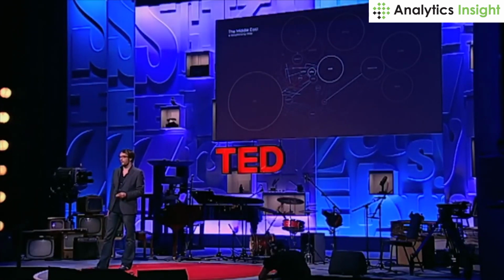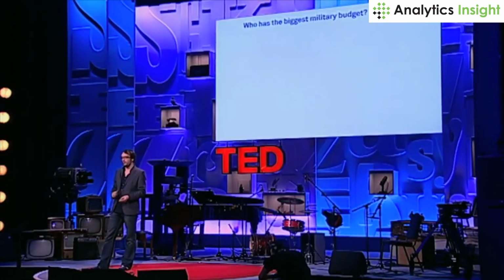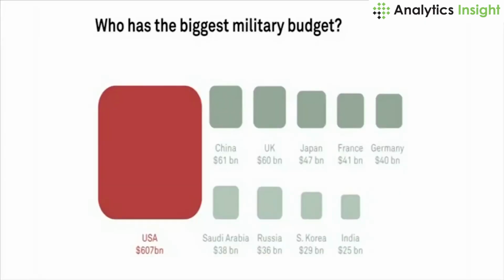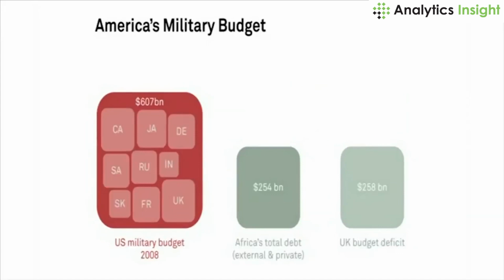Let me ask you a simple question with a really simple answer. Who has the biggest military budget? It's got to be America, right? Massive. 609 billion in 2008, 607 rather. So massive, in fact, that it can contain all the other military budgets in the world inside itself. Gobble, gobble, gobble.